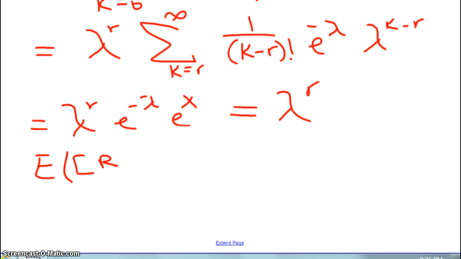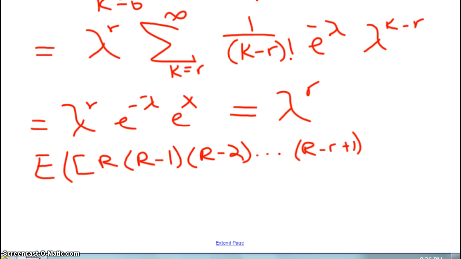Therefore, the expectation of r times r minus 1, r minus 2, all the way to r minus r plus 1 is going to be lambda to the r.